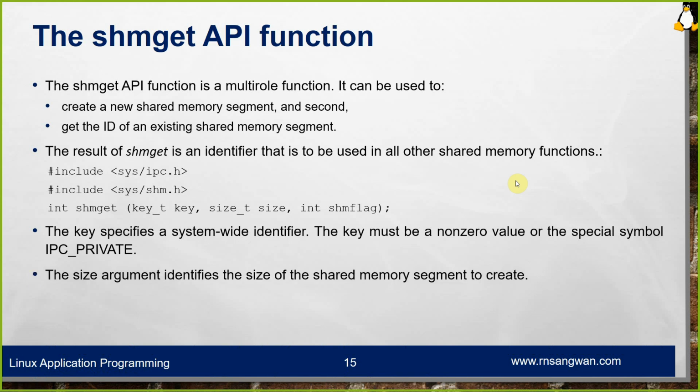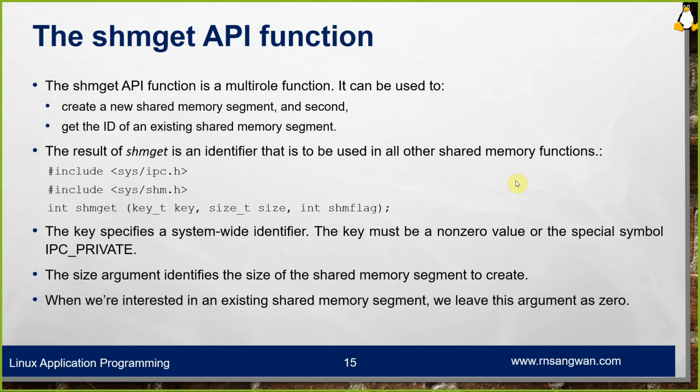The size argument identifies the size of the shared memory segment to create. When we are interested in an existing shared memory segment, we leave this argument as 0, since we are not creating it. As a minimum, the size must be the page size. Page size means the size of the page when we created the file system on this disk, on this partition. The page size should be the minimum, or 4 KB, depending on what the page size is.